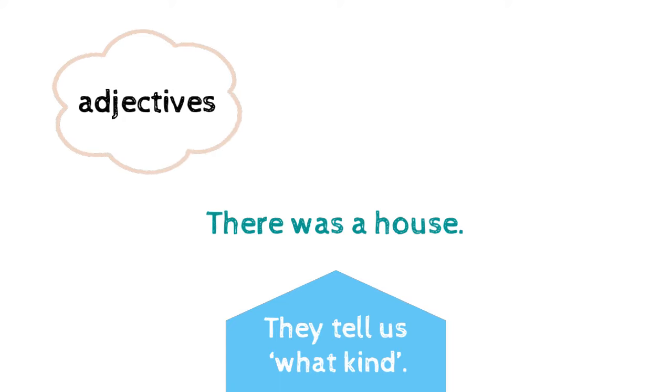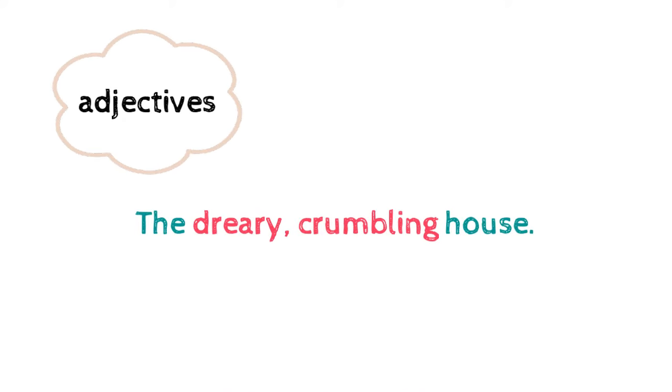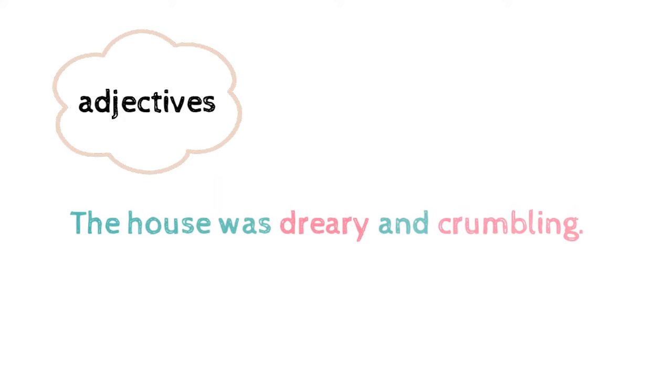I could add adjectives before the noun like this, the dreary, crumbling house. The adjectives dreary and crumbling tell us this house is in a poor condition. The word order could be changed and the adjectives could follow the noun, like this. The house was dreary and crumbling.